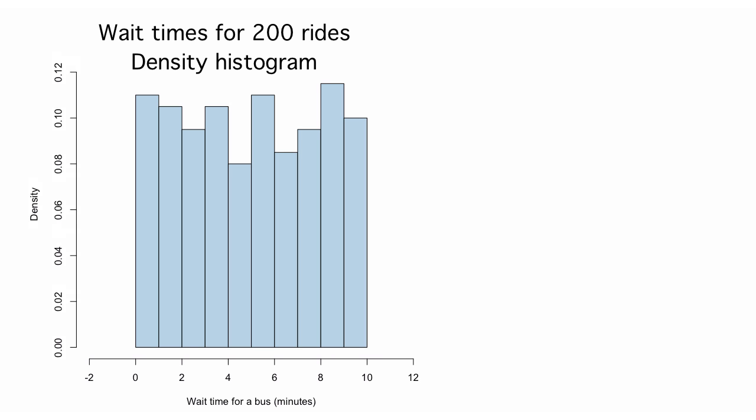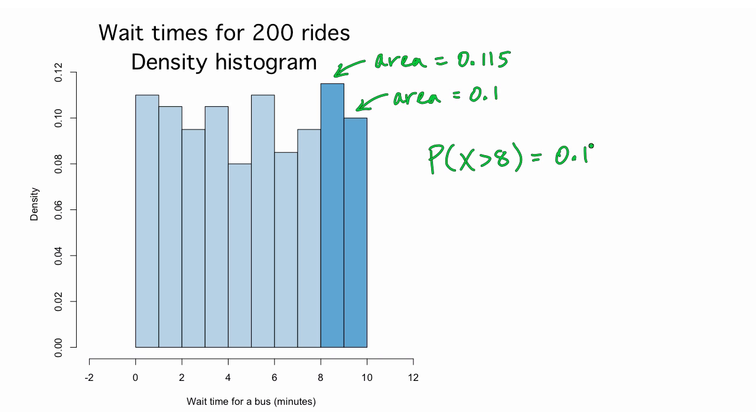For example, the area between 8 and 10 minutes is a total of about 0.115 plus 0.10 or 0.215. So then we can use these areas to estimate that the probability that our rider waited more than 8 minutes is 0.215 or 21.5%.